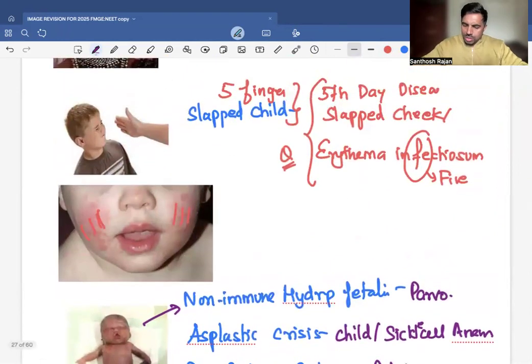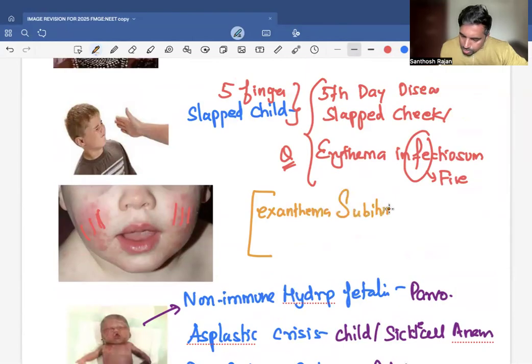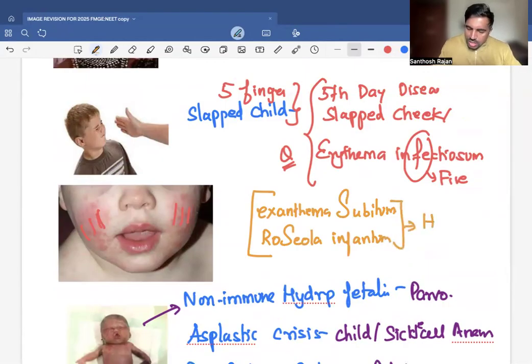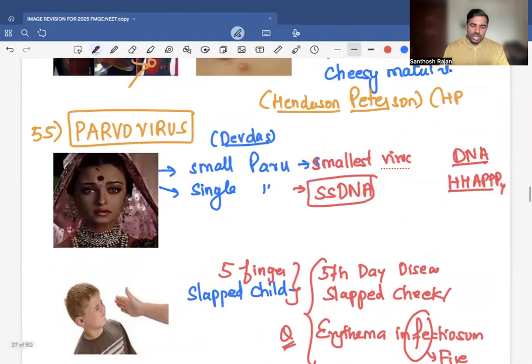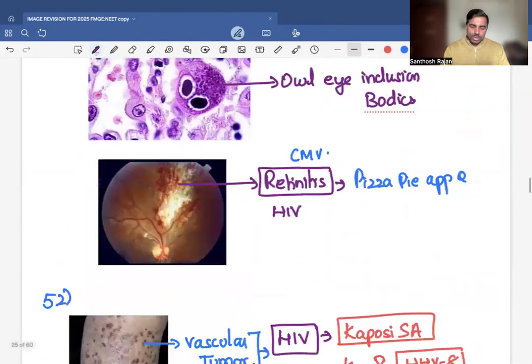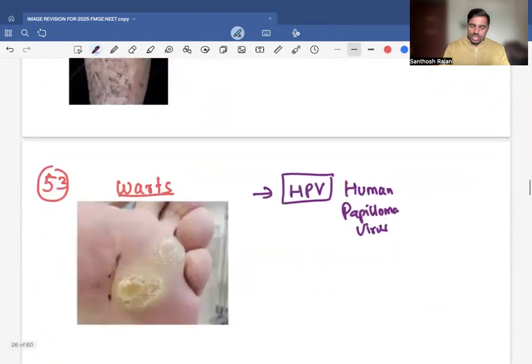We talked about slapped cheek, but don't forget we have another condition called exanthema subitum, or roseola infantum. The baby looks almost similar, but remember the causative agent is a different virus. That is human herpes virus, HHV 6 and 7. So it is 6 or 7. See, HHV 8, which we spoke about before, was causing Kaposi sarcoma. So 6 and 7 cause this one.